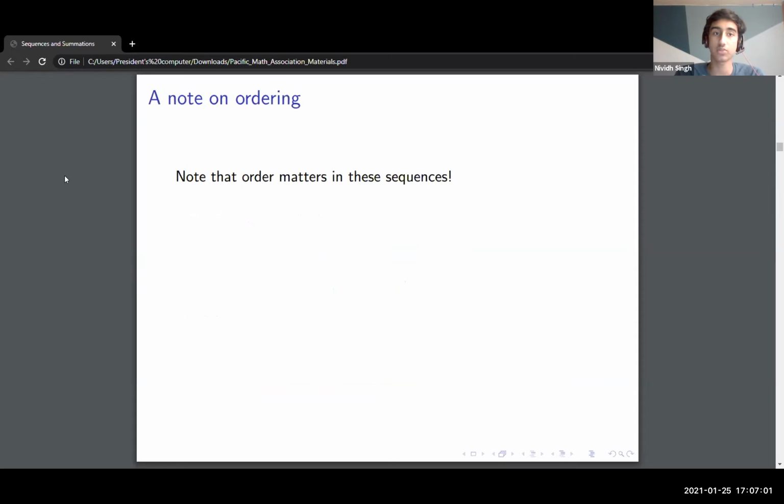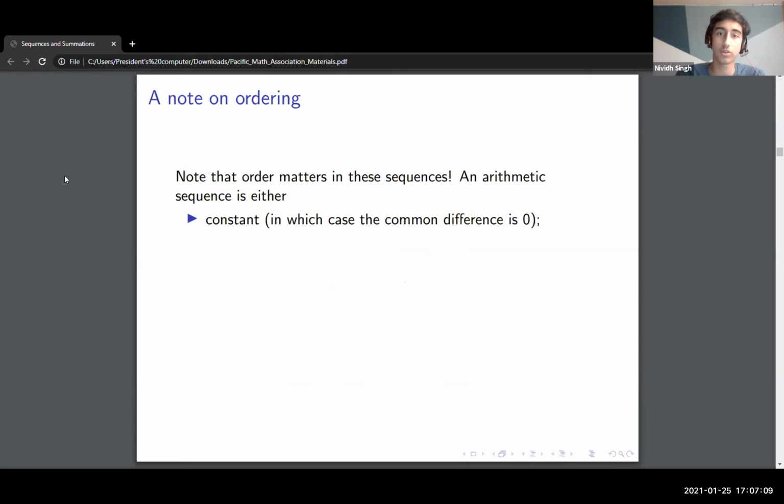So in all sequences, one really important thing to note is that the ordering matters. The order of the numbers always matters in sequences. So first we can look at an arithmetic sequence. An arithmetic sequence is either constant, in which case the common difference is 0. So an arithmetic sequence could be 5, 5, 5, 5, 5. And this is an arithmetic sequence because the difference between each term is 0. And this is what we call a constant arithmetic sequence.